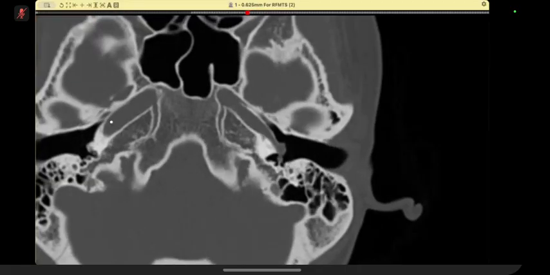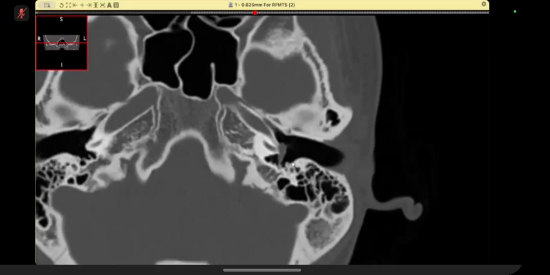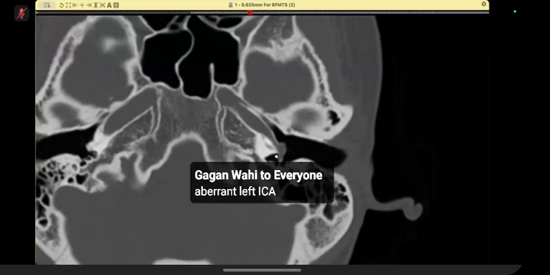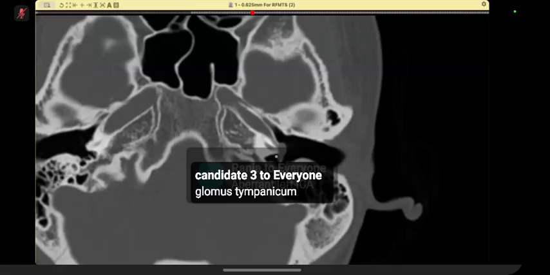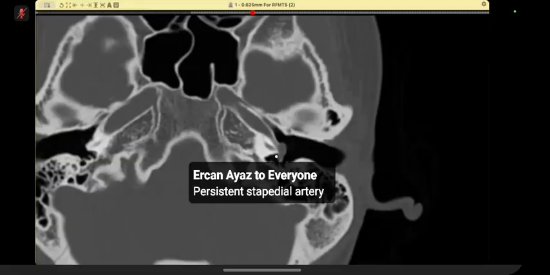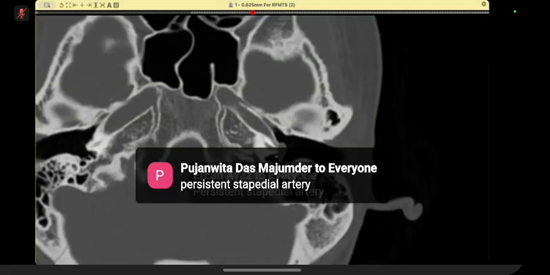Right. Now, anybody in the chat, do you know what this is? Okay. Somebody has said this is aberrant left internal carotid artery. Okay, candidate one, thank you very much. Thank you.